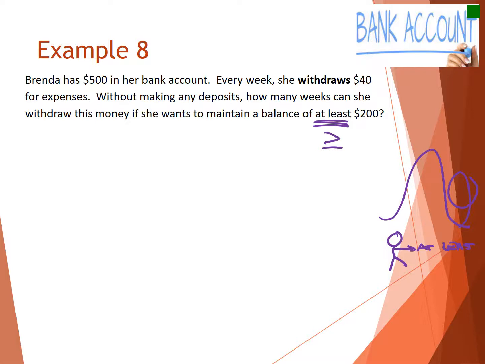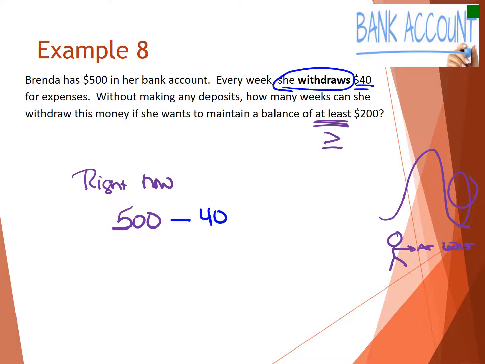She has $500. So right now, Brenda has $500. Every week she withdraws. She's not getting money if she's withdrawing, is she? She's subtracting money. And how much is she subtracting? She's withdrawing $40. Now, she doesn't do that just once. She does that every week. So we need to multiply it times our W.